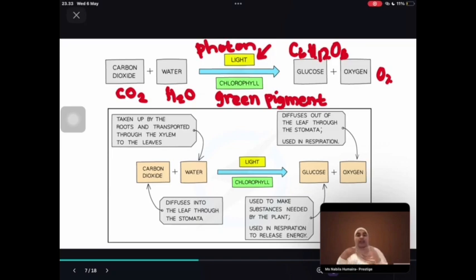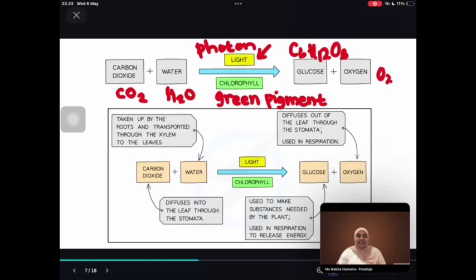And also the pigment, the green pigment. I put the green color here, so it's really easy to remember that chlorophyll is the green pigment. And so guys, let's continue to the product of photosynthesis. Just remember, there are two products of photosynthesis. Glucose is the main product. Plants will use it to make substances needed by the plants.